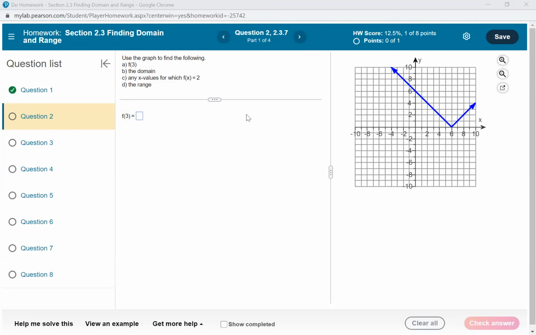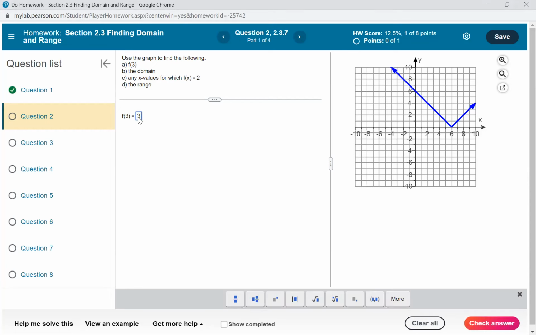All right, so first off, they want us to find f of 3. So we want to find what y value corresponds to an x value of 3. So I'm going to go on my x-axis till I find 3. And once I find 3, I'm going to go straight up until I hit that line. So if you go over to 3 and straight up, when you hit that line, y'all, that has a y value of 3. So when x is 3, y is 3. So remember, when they give you a number inside the parentheses, that's your x value, okay?